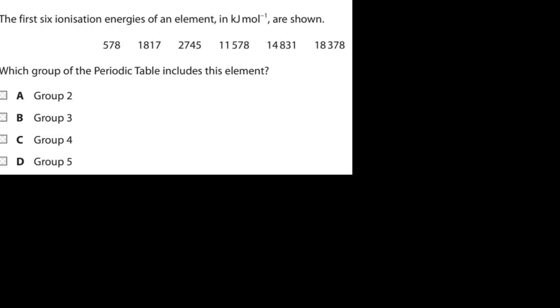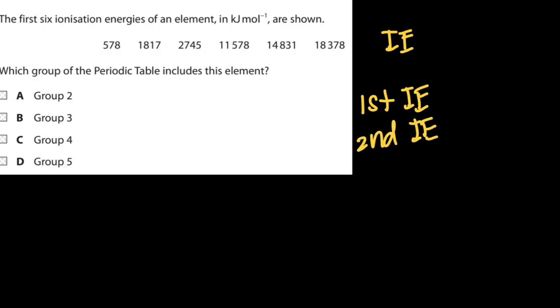Now, how do we determine the group from ionization energies? The first thing we do is to understand what ionization energy means. When we say ionization energy, or IE, this is the energy used to remove the electrons. First ionization energy is the energy to remove the first electron. Second ionization energy is the energy to remove the second electron, and so on.